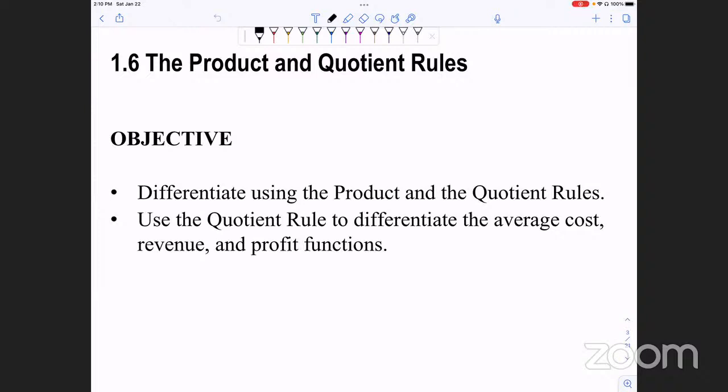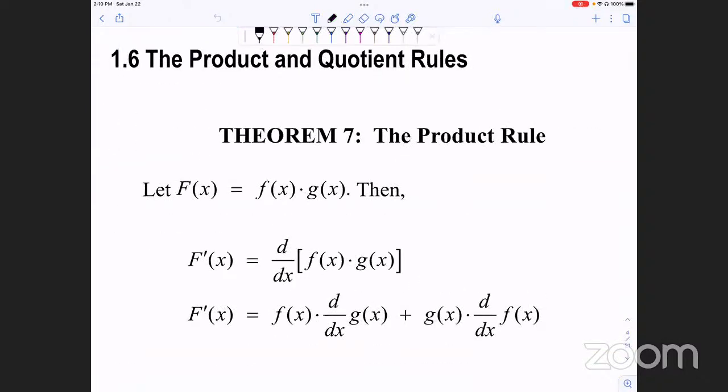So some objectives here: we'd like to differentiate using the product and quotient rules, and then we'd like to use the quotient rule to differentiate the average cost, revenue, and profit functions, okay?